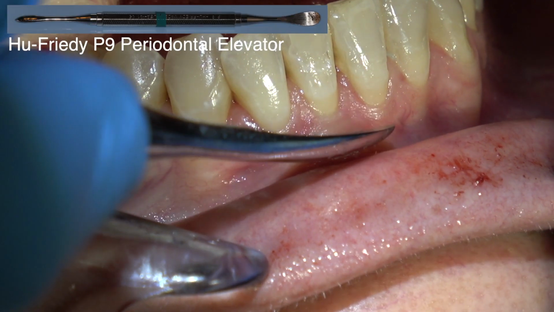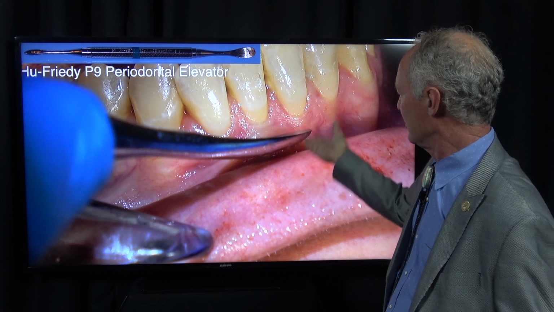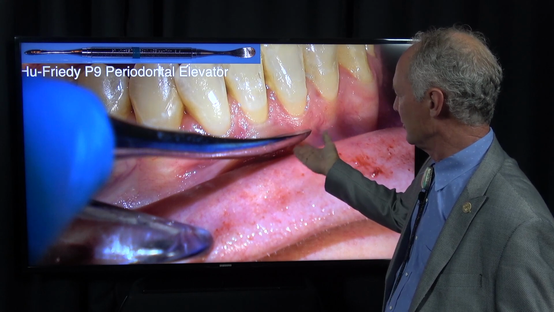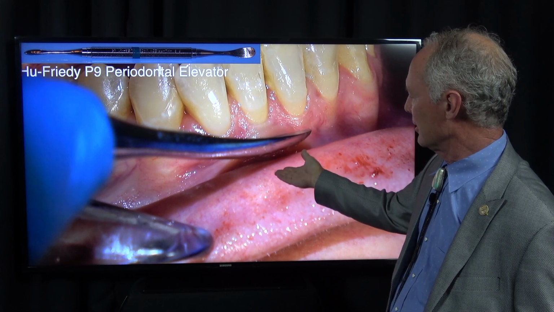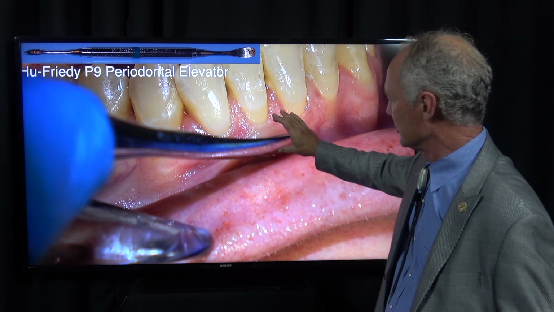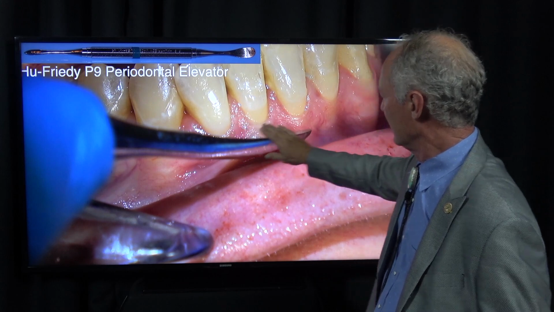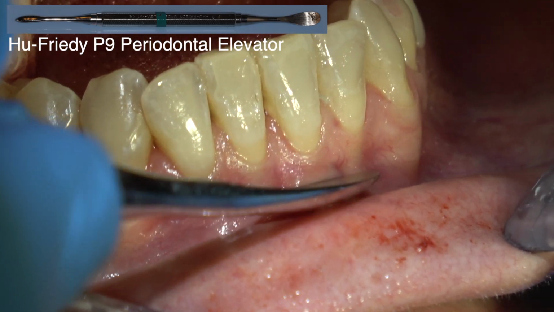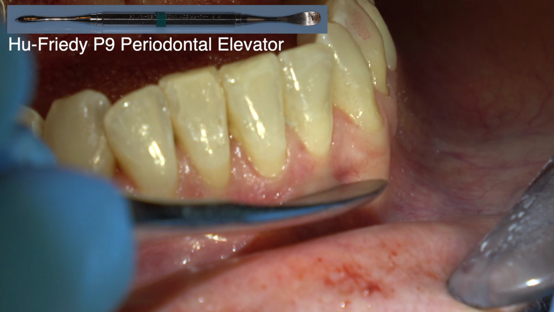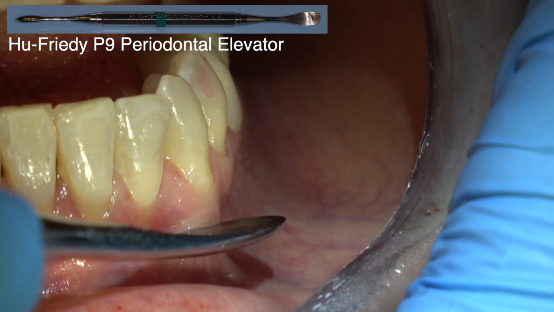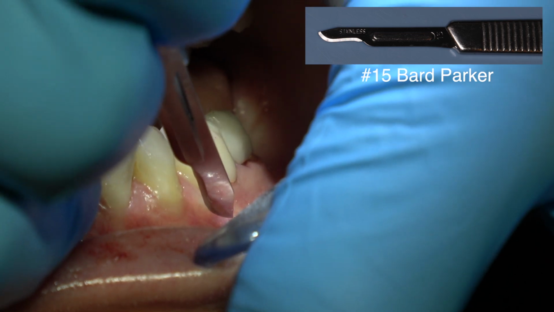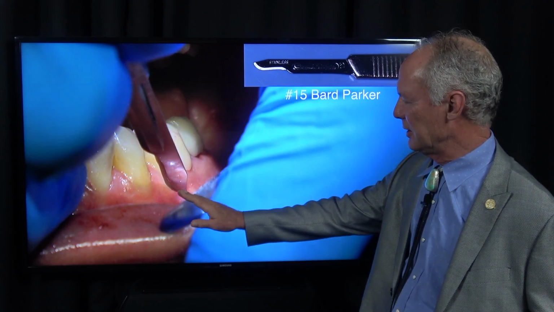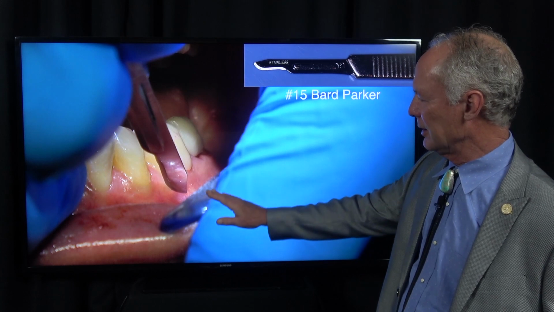See, so this is how you determine where the attached gingiva is. You can't move attached gingiva. You can only move unattached gingiva. So see how this is folding? There's no attached gingiva around those teeth. See, this folds all the way. This ends about right here, so we've got a little bit around that tooth, but we don't have any attached gingiva around the lower anterior teeth.